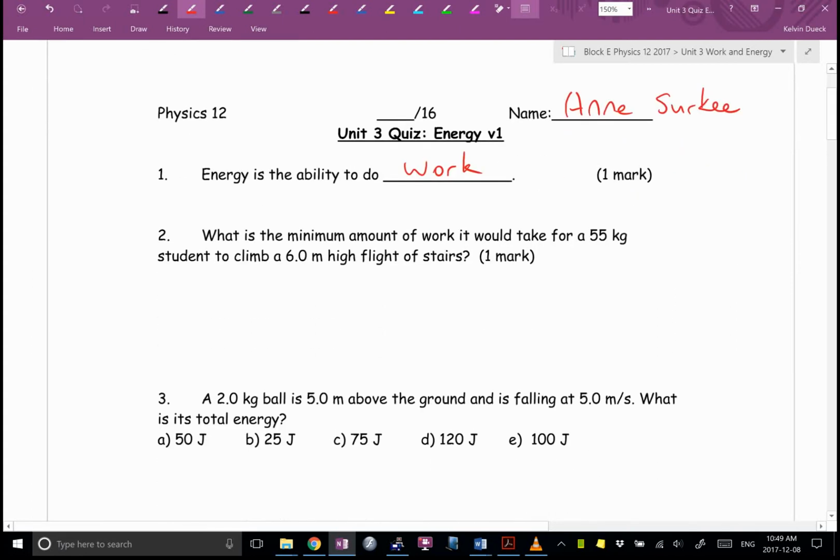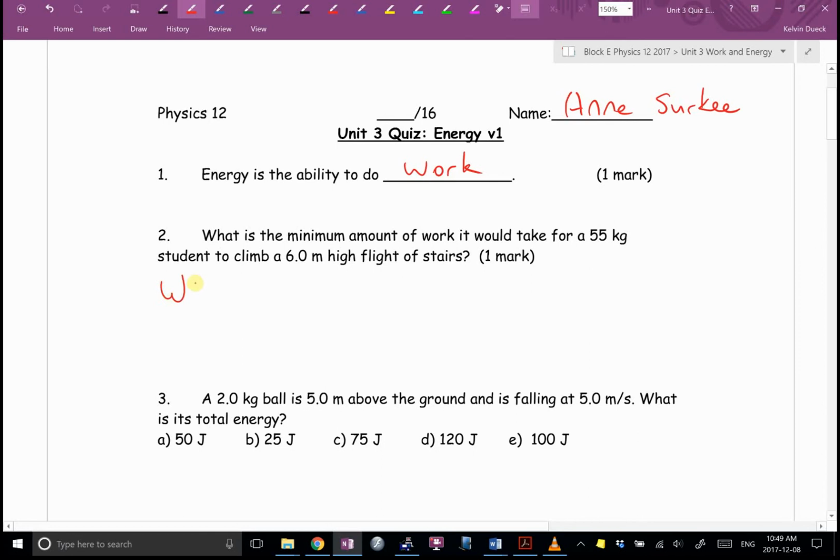What's the minimum amount of work it would take for a 55-kilogram student to climb a 6-meter high flight of stairs? The reason I said minimum, Daniel, is it's possible you could be speeding up or slowing down. There could be a change in kinetic energy. So minimal, I'm assuming they went at a constant speed.